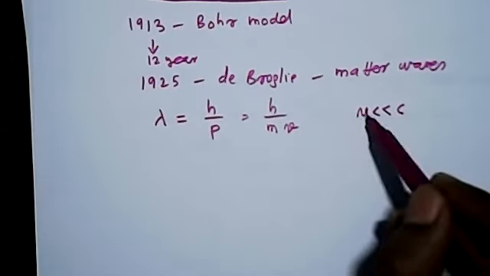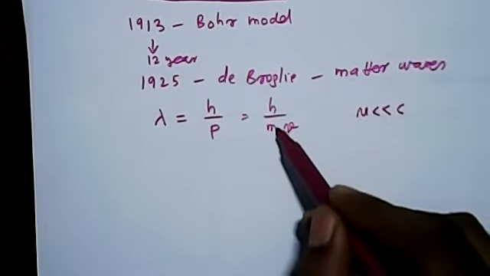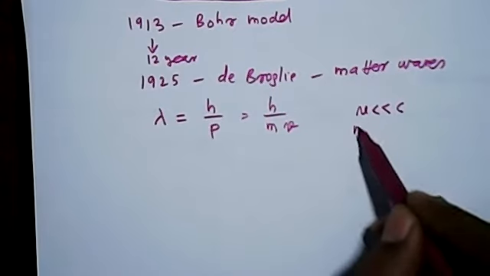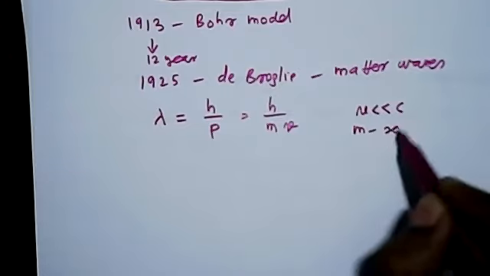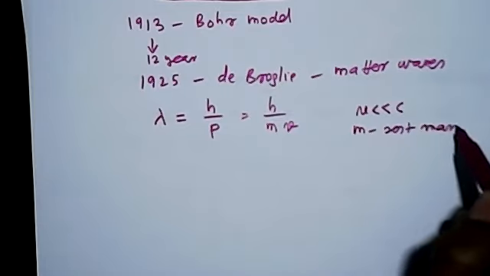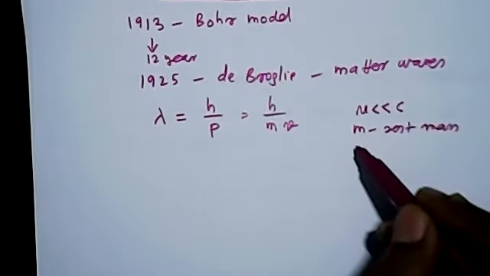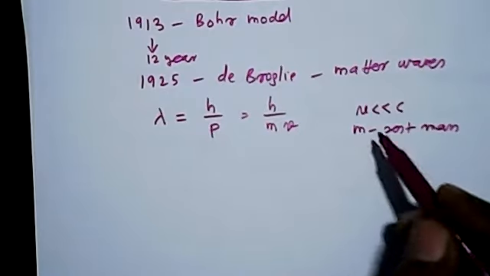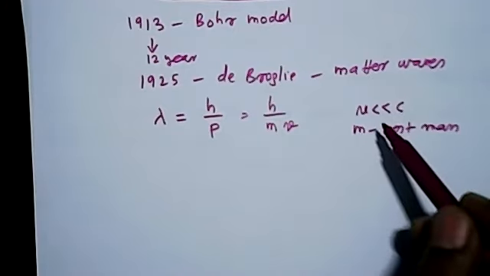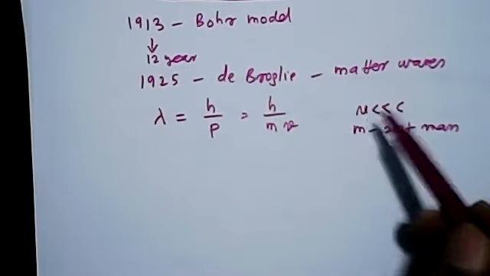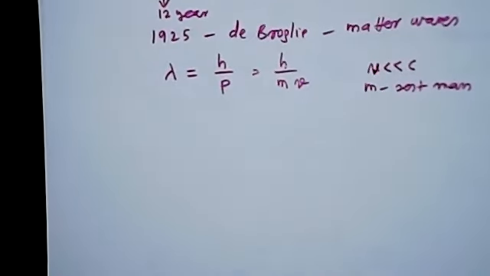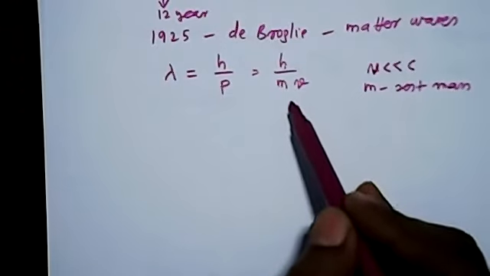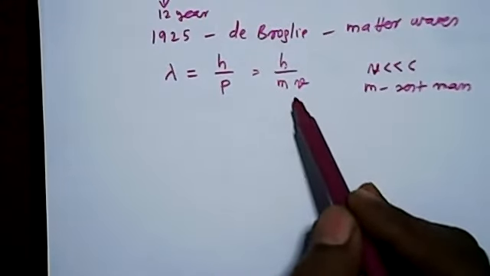So v is very small, so we can consider m as the non-relativistic rest mass. Otherwise, you have to consider m equal to m0 by root of 1 minus v square by c square. We are not considering it here because the velocity is smaller compared to the velocity of light. So lambda equal to h by mv. This is the de Broglie wavelength.